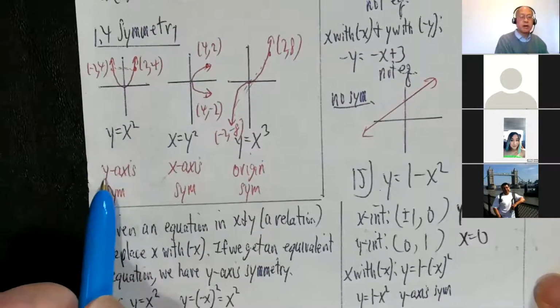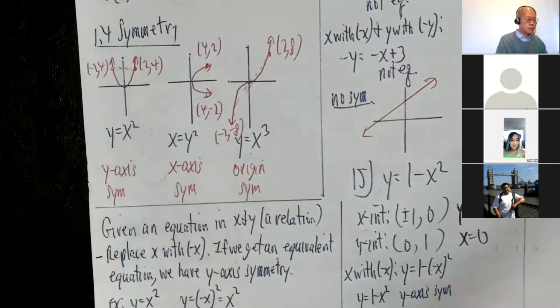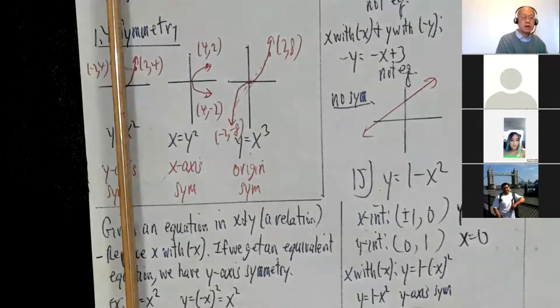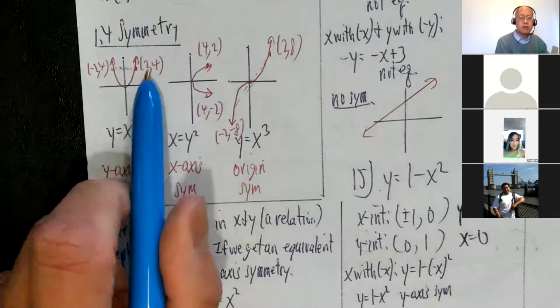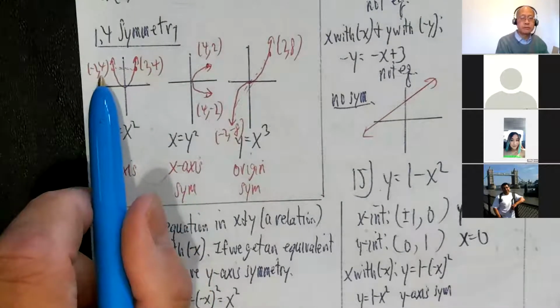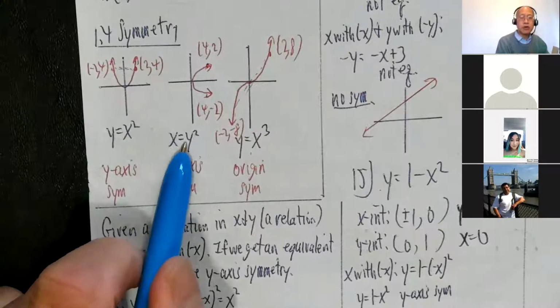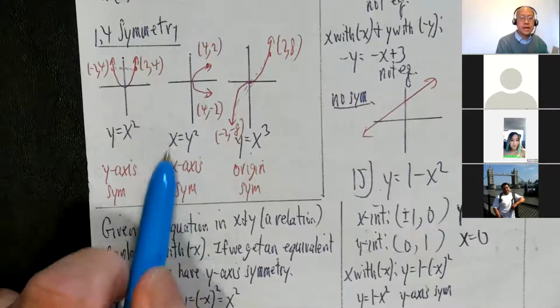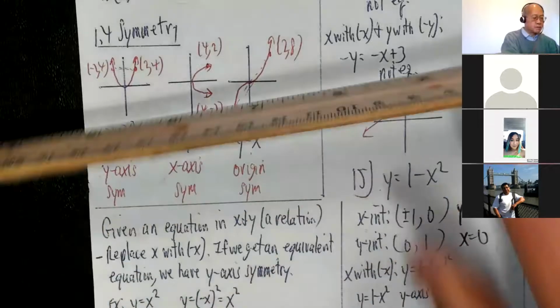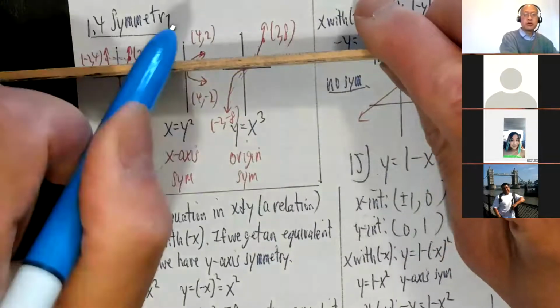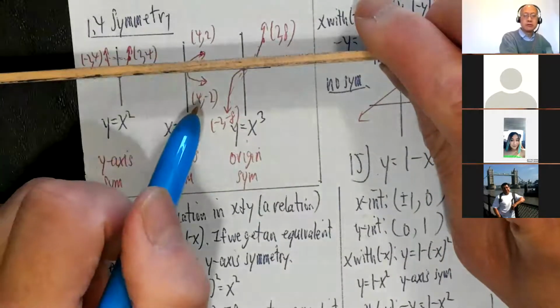Y equals x squared, y-axis symmetry. So like (2, 4) reflects to (negative 2, 4). X equals y squared, x-axis symmetry. So (4, 2) and (4, negative 2).